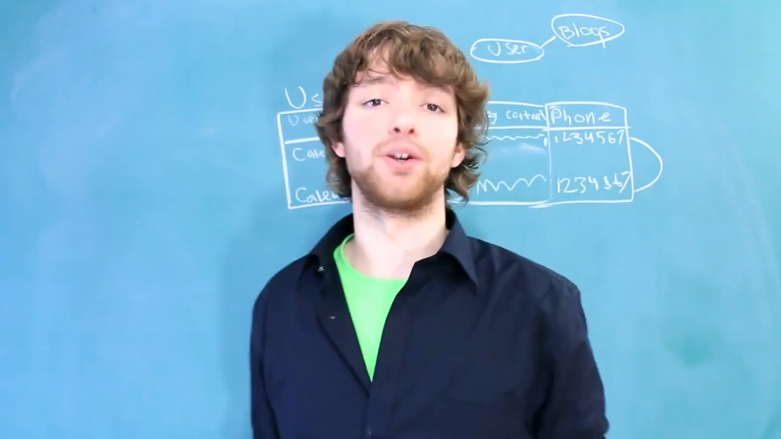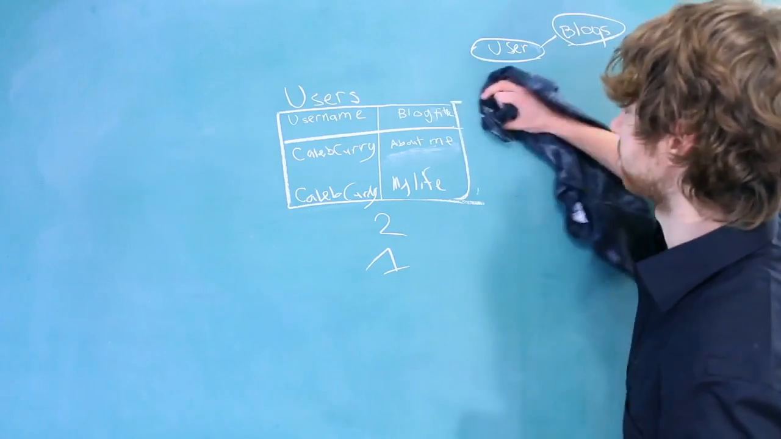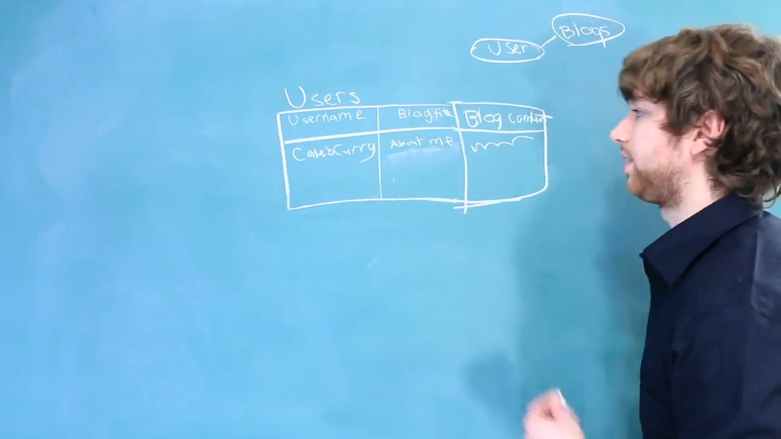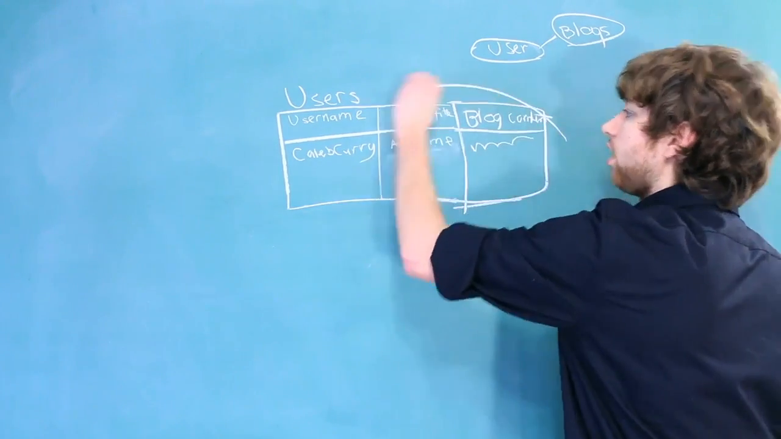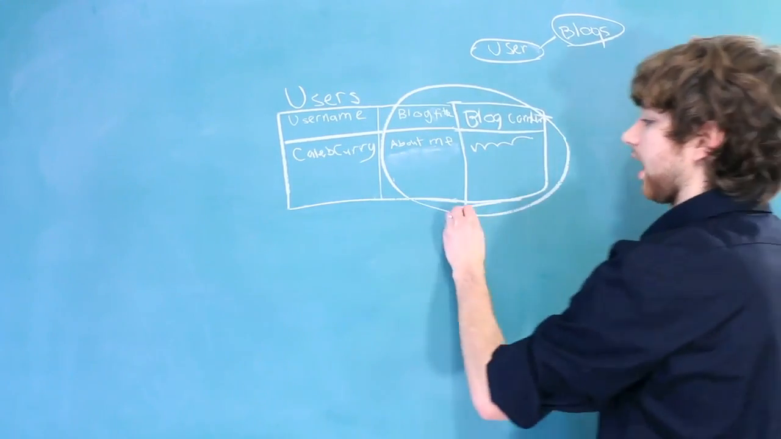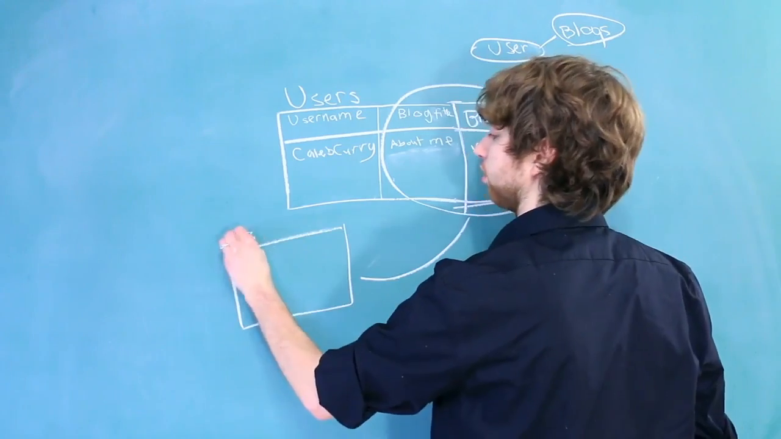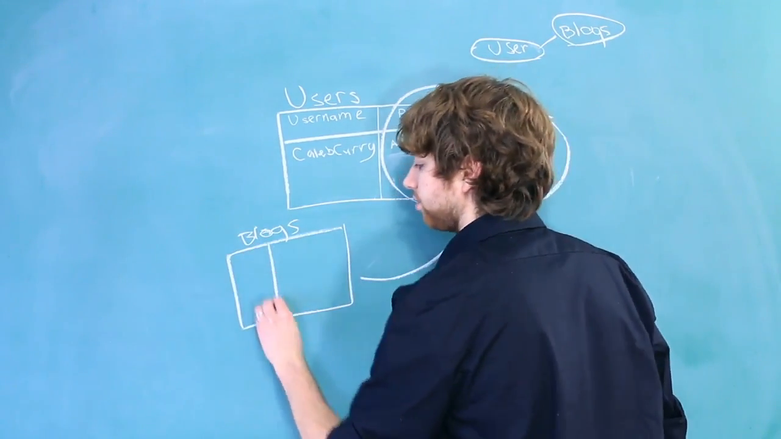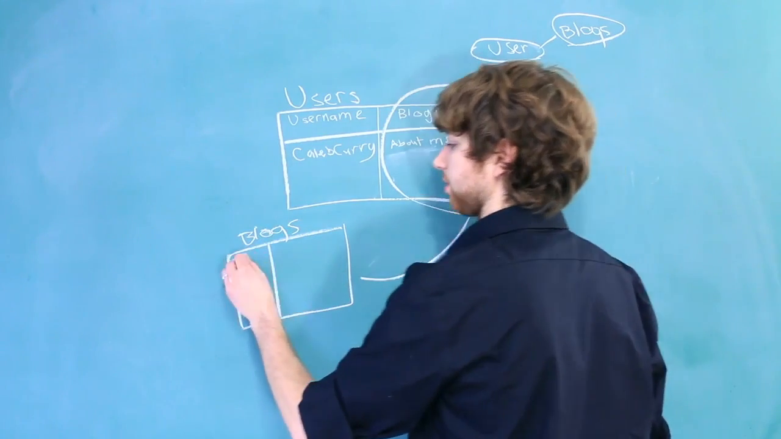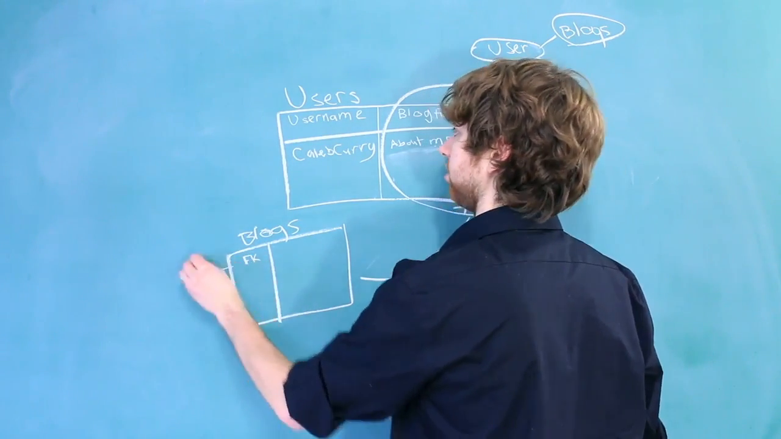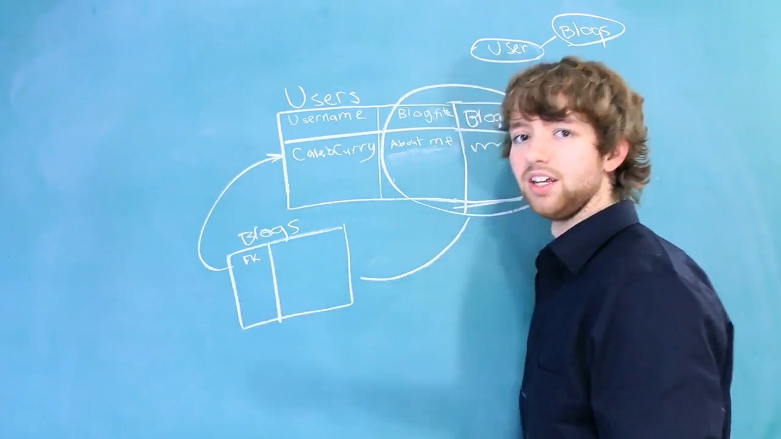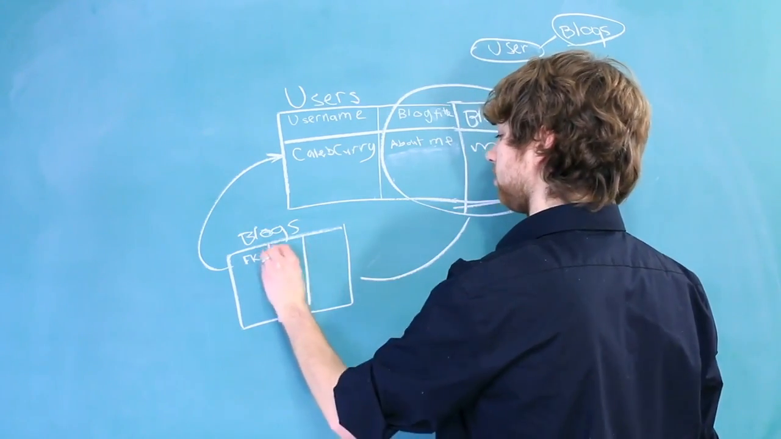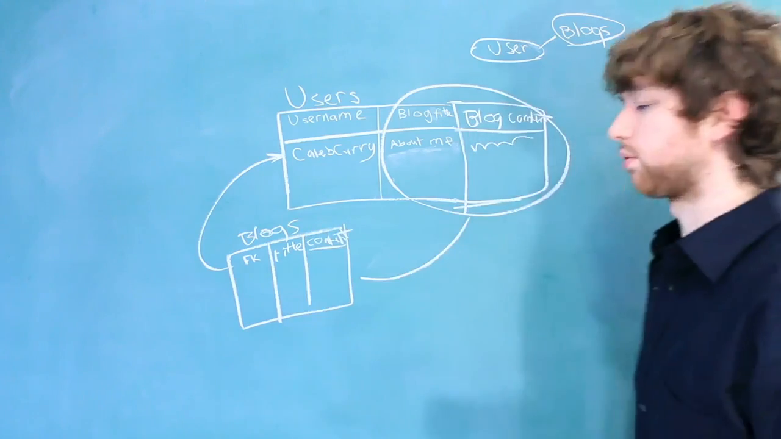Now let's talk about the correct way to do this. Let's go back to just one blog. Accidentally erased it. And what we need to do is we need to take this blog and separate it out to its own table and name it blogs. Now in this situation, we would have a reference to the user, which in this case we could have a foreign key to the username, or we could use an ID if you wanted. And then we would have a column for the title and a column for the content. And that would work just fine.